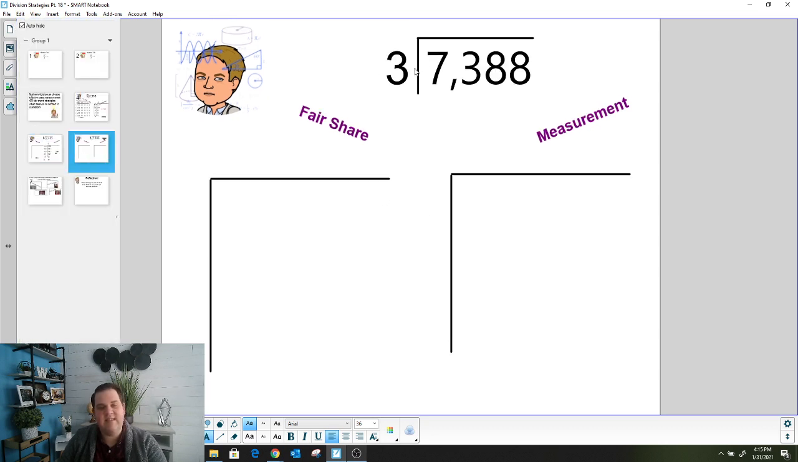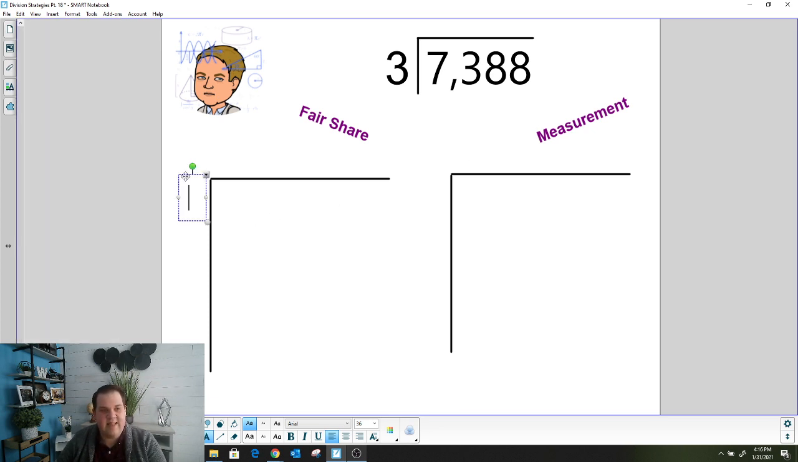This time it's 7,388 divided by 3. And I want you to choose whether you will do fair share or measurements. I'm going to do fair share this time, but you can choose either strategy. All right, let's get started. I'm excited to see if we get the same answer. We should, no matter which strategy we use.